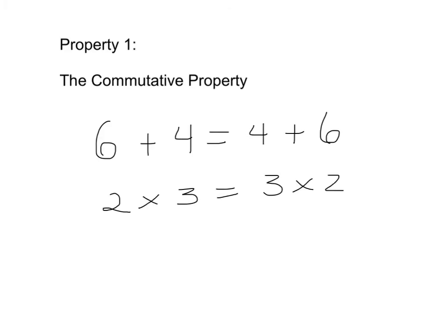The first property is the commutative property, and many kids refer to this as the turnaround property. When we use this property for addition or multiplication, it cuts the number of multiplication or addition facts we have to learn in half, because we know that the turnaround fact equals exactly the same amount. 6 plus 4 is going to equal 10, and 4 plus 6 is going to equal 10. 2 times 3 is going to equal 6, and 3 times 2 is going to equal 6.